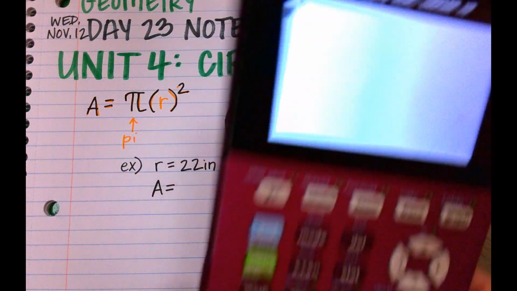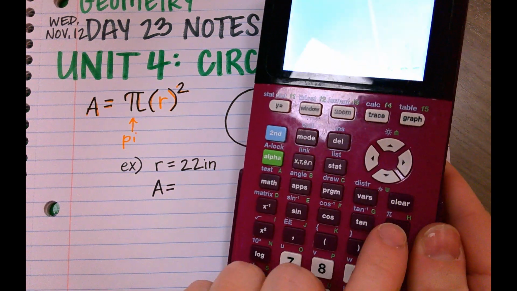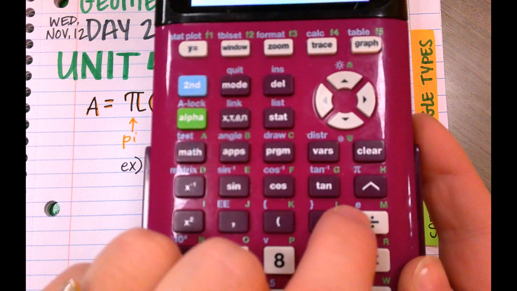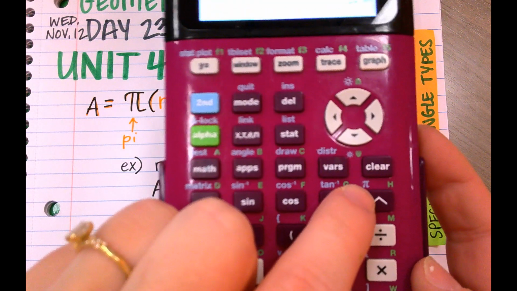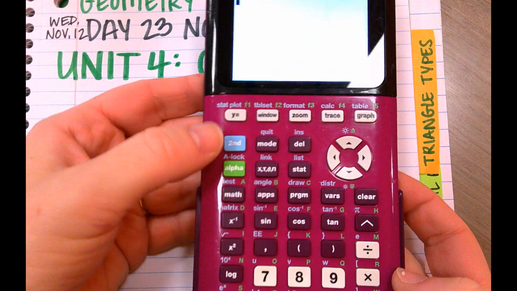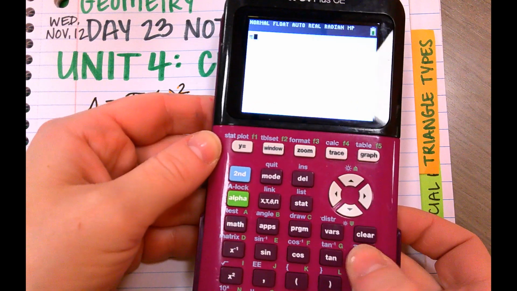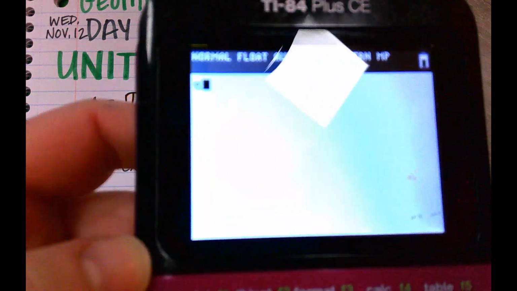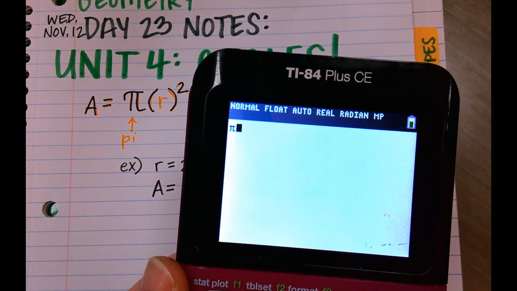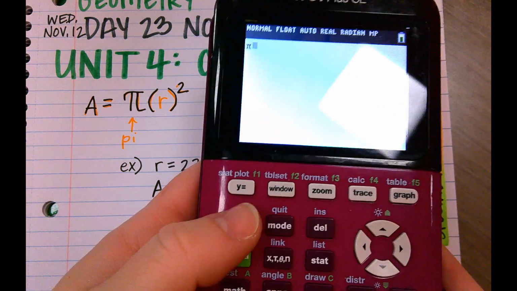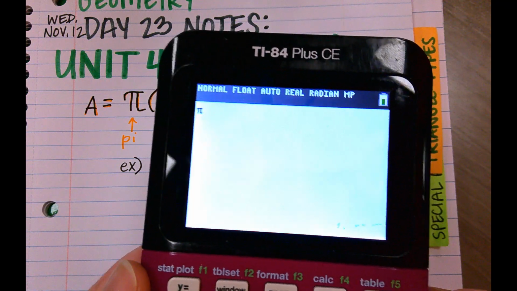So on your calculator, we have a pi button. To access the pi button, you'll notice on the key that has the up arrow, there's a little pi symbol right above it. It's in blue. So to access that, we need to push the second button. So second blue button. And then that little up arrow right here. And then on your screen, you will have pi. So again, we hit second, then this little up arrow, and we get pi.